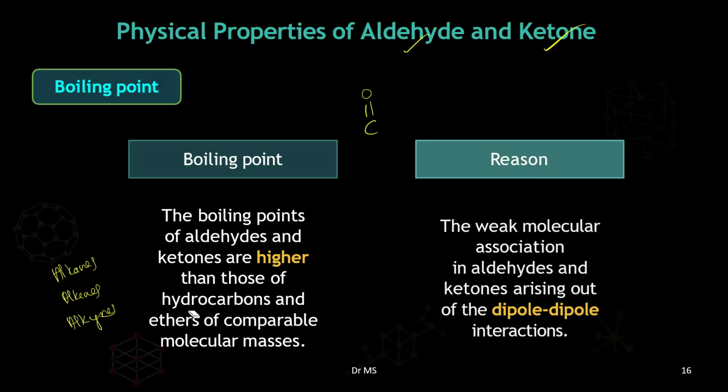What is ether? Can someone tell me what is ether? ROR. Can you see any C double bond O here? No, sir. You have a carbon, oxygen, carbon, but there's no C double bond O. So ether also doesn't have a C double bond O. So only in aldehydes and ketones is the C double bond O there.